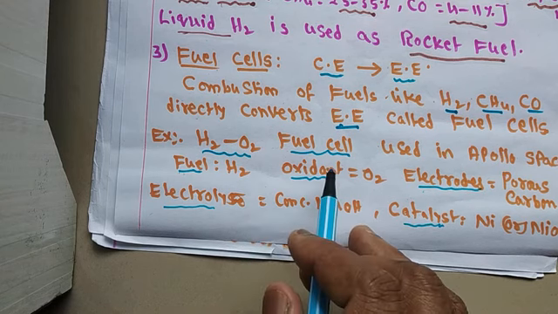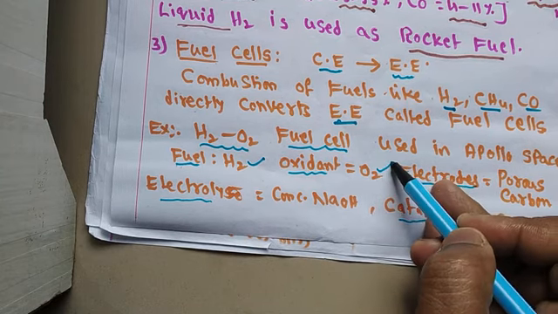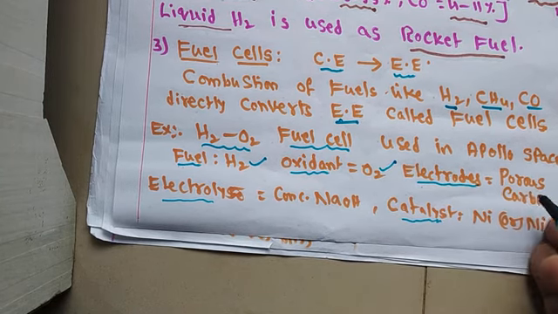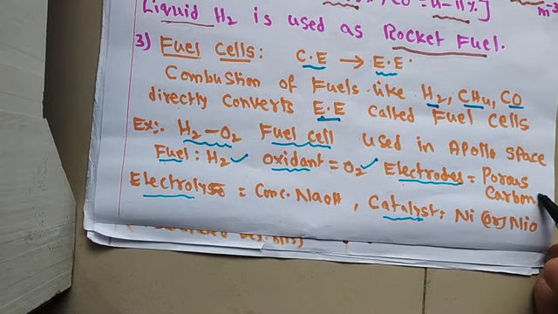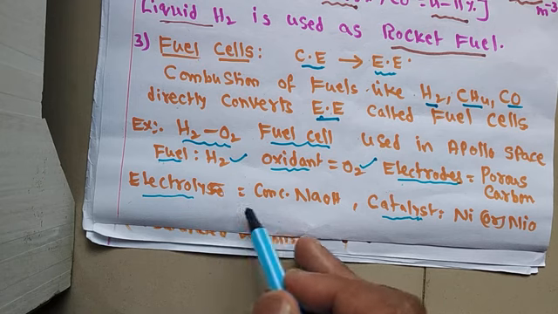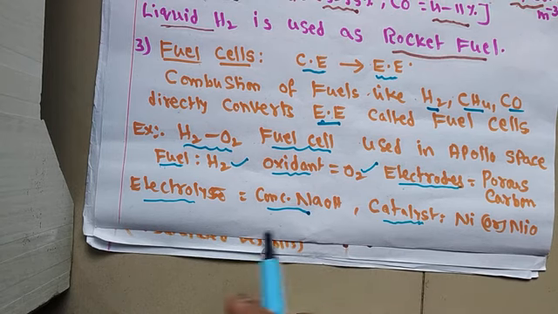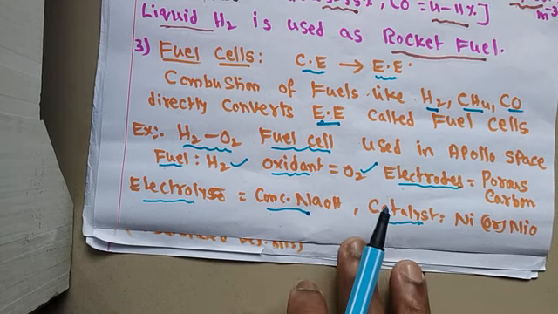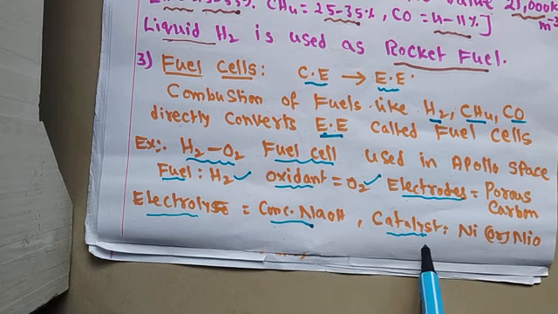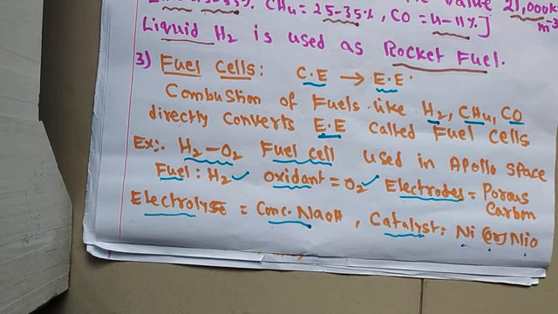In the hydrogen oxygen fuel cell, hydrogen acts as the fuel and oxygen acts as the oxidant. The electrodes used are porous carbon electrodes, children. Porous carbon means the material consists of small or tiny holes and acts as the electrode. An electrolyte is also required, for which concentrated NaOH or sometimes concentrated KOH is used. Based on the fuel cell, a catalyst is also needed. In this process, the catalyst used is either nickel or nickel oxide, children.